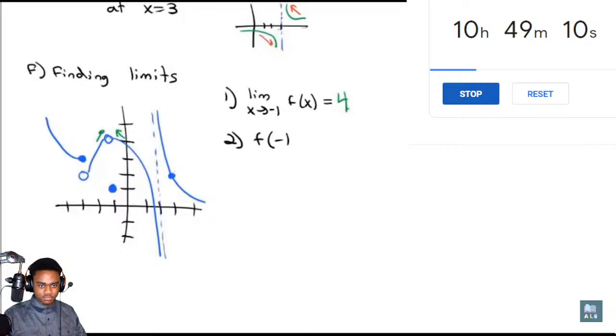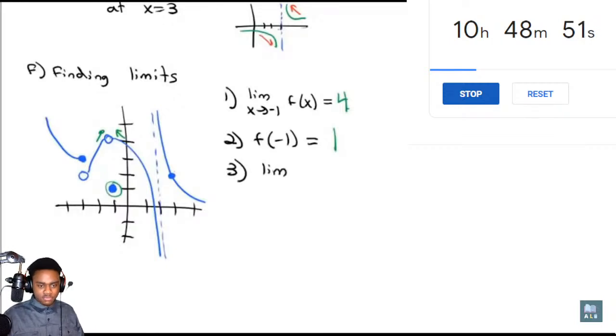Notice that's different than asking what is f at negative 1. Where is f actually at negative 1? At negative 1, on the curve, there's a hole. The actual negative 1 point is at a height of 1.